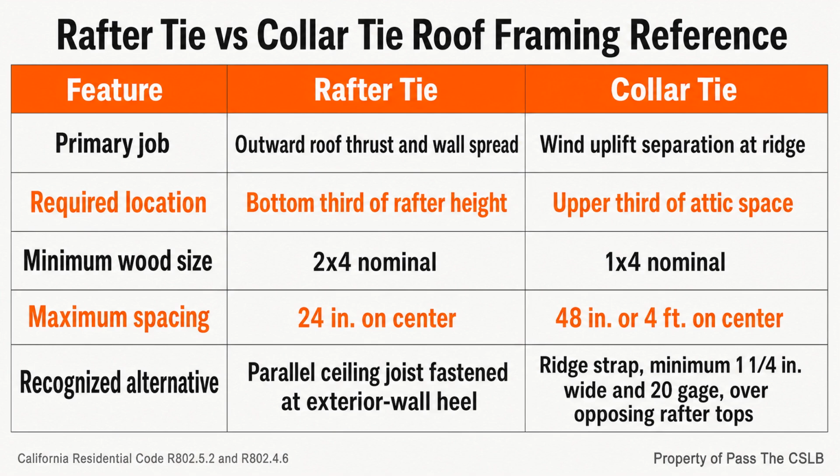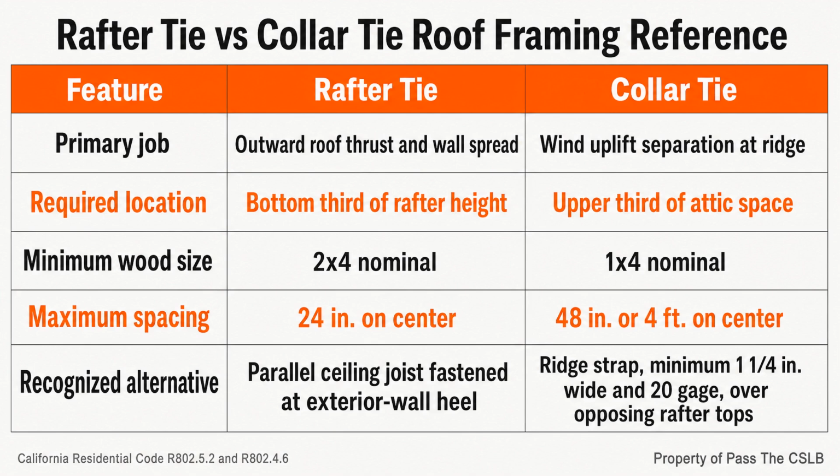I put the key comparison on screen because the numbers are worth seeing side by side. The rafter tie is at least 2x4 nominal lumber, no more than 24 inches on center, and located in the bottom third of the rafter height. The collar tie is at least 1x4 nominal lumber, no more than 4 feet on center, and located in the upper third of the attic space. That is the memory map. Low, larger, and closer together for rafter ties. High, smaller, and farther apart for collar ties.